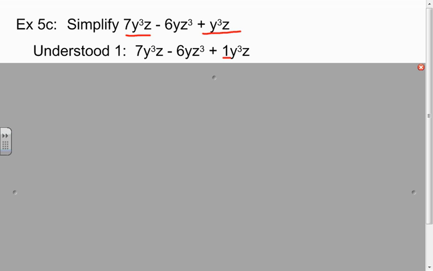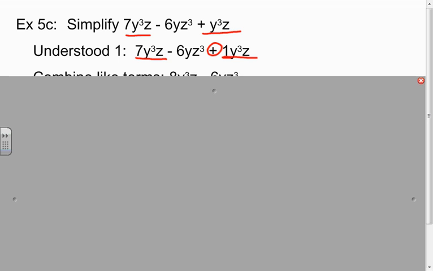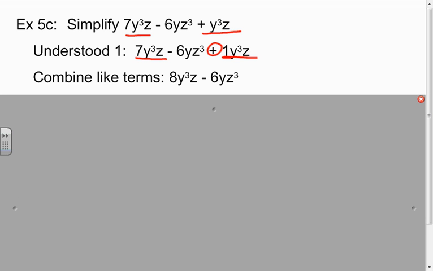And we can combine the terms that are alike. If we put the 7 together with the 1, 7 plus 1 gives me 8. So there's 8 of those, 8y to the third z, and the other piece just stays the same because I can't do anything with it. If it's not like terms, I can't put them together.